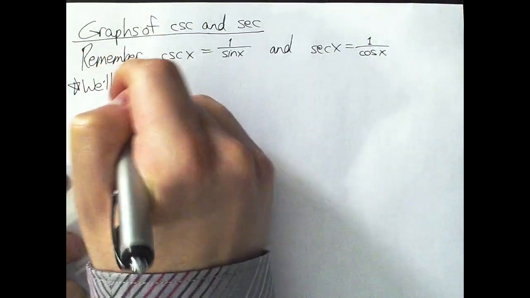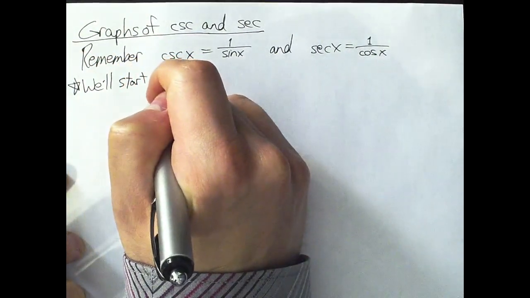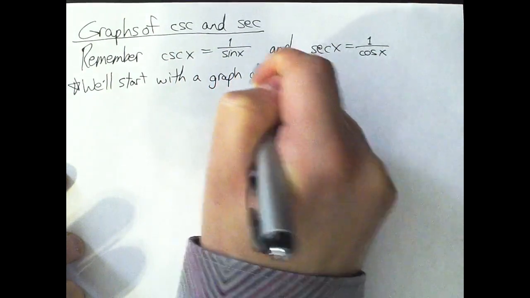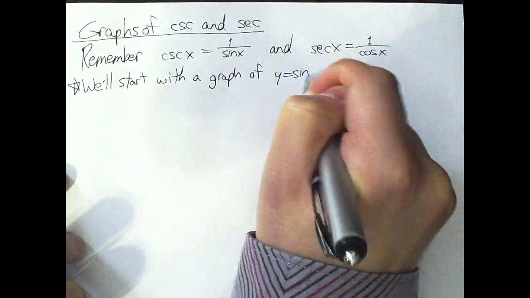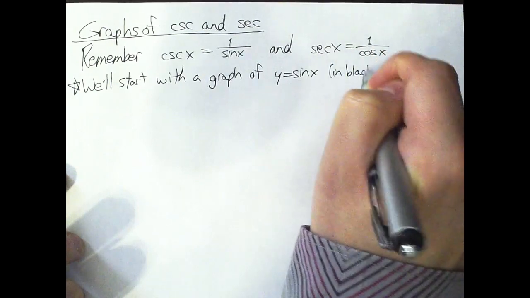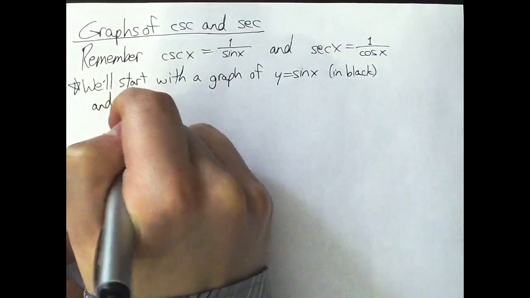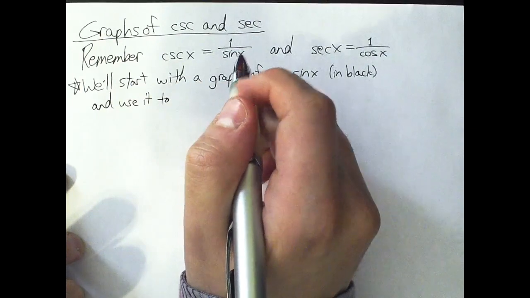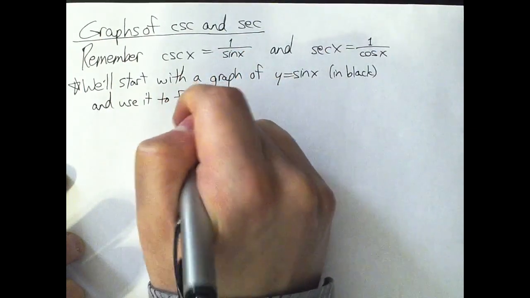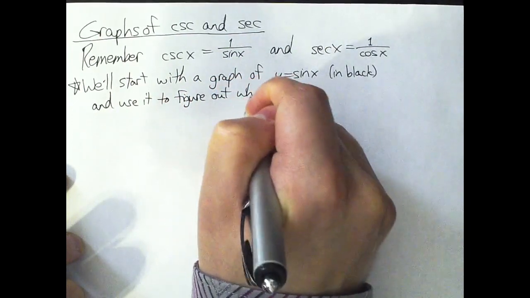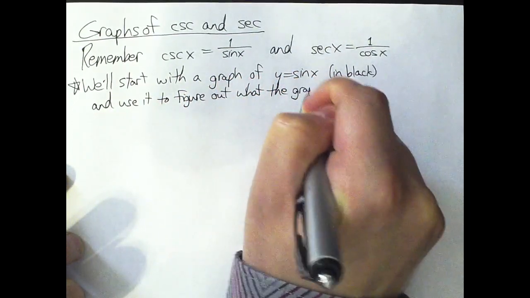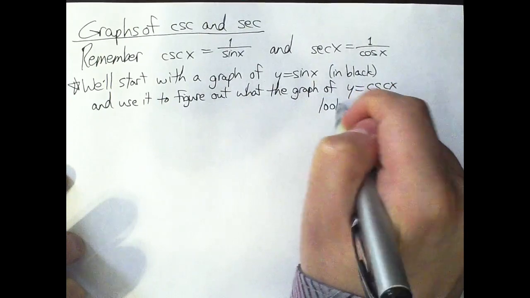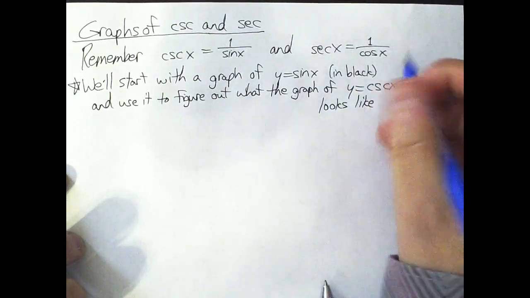We'll start with a graph of y equals sine x, which I'm going to draw in black, and use it to figure out what the graph of cosecant x looks like. And I'm going to do that in blue.